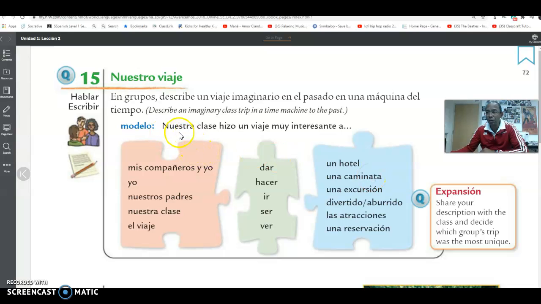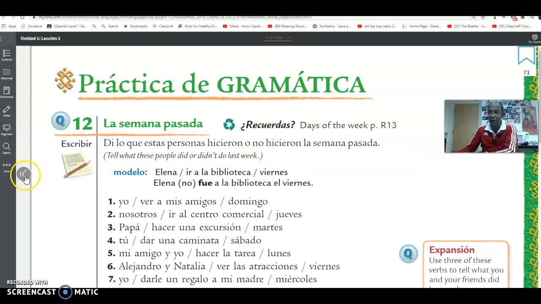The model shows, nuestra clase hizo un viaje muy interesante. Nuestra clase is the subject. Hizo, and it is hizo because, as you remember, nuestra clase falls in the category of one thing, one person. So it would be he, she, or usted, right? So we will follow under that category. Do you remember we talked about the endings? If you don't remember, let's review a little bit about it.